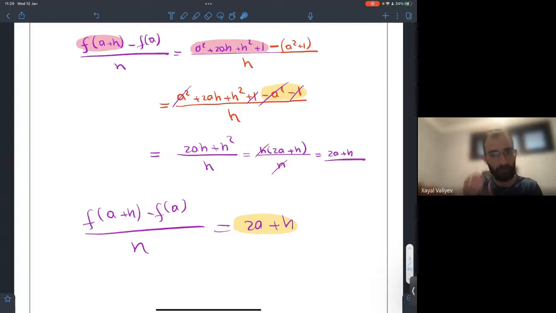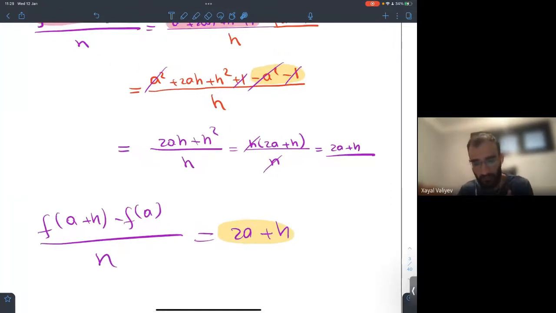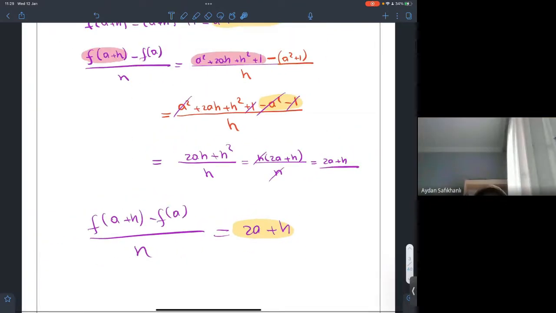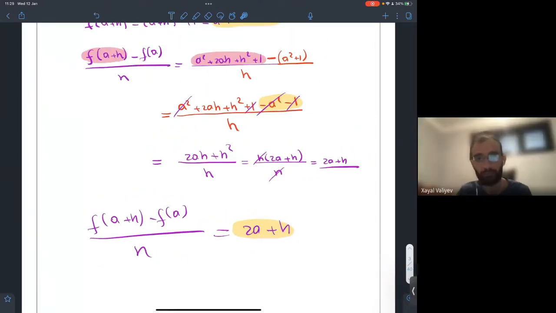So as I mentioned, 2ah plus h squared can be factorized as h times 2a plus h. It's just factorization, called vurgularına ayırma in the Azerbaijani language. Once I did it, I have a chance to simplify h because I have it on the numerator and on the denominator. So then I got just 2a plus h, and that's the answer. Okay, thank you so much. Any question?